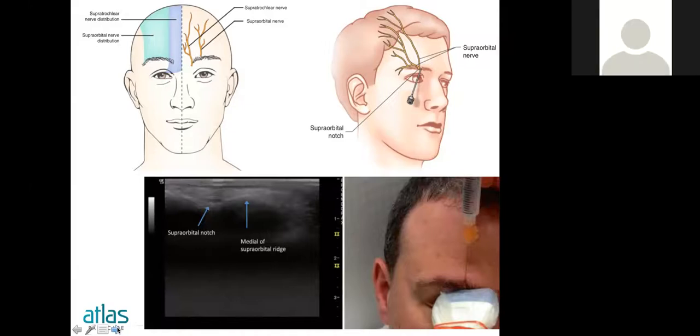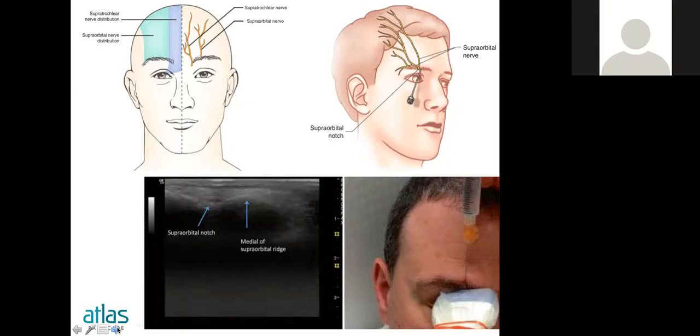Guidance. You can see the image at the lower half of the screen. On the left side is the ultrasound image where we are trying to visualize the supraorbital notch by tracing the supraorbital ridge, and you can see the image on the bottom right where the ultrasound probe is kept. So we identify and we inject close to the nerve.